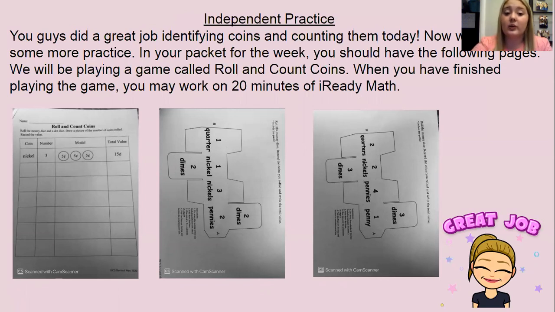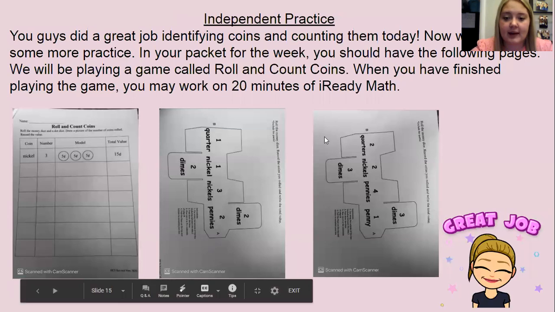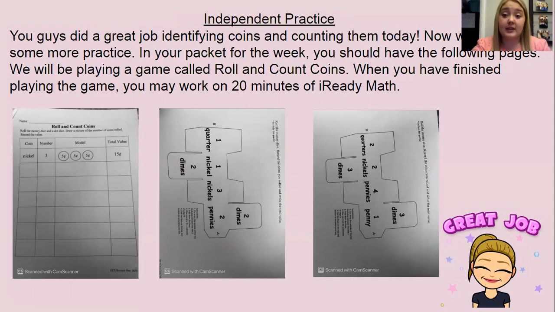Today, we are going to play a game called Roll and Count Coins. Now, this game kind of involves some prep work that we're going to have to do, but it's okay. It'll be fun. So you will have these 2 sheets in your packet, and you are going to put these together to make 2 dice, okay, or die. And then how you play the game is you roll the dice, and it'll land on a coin.